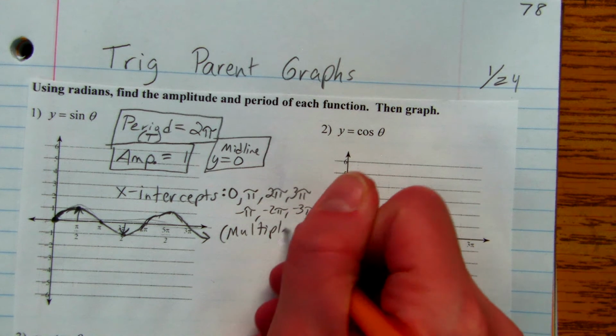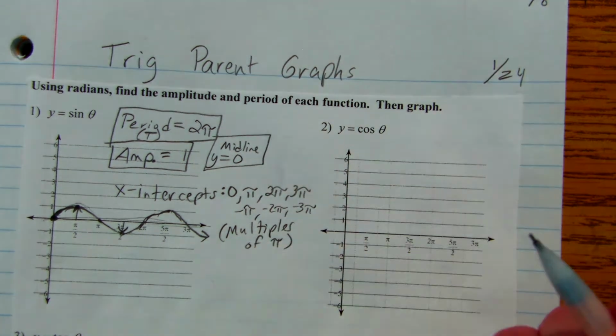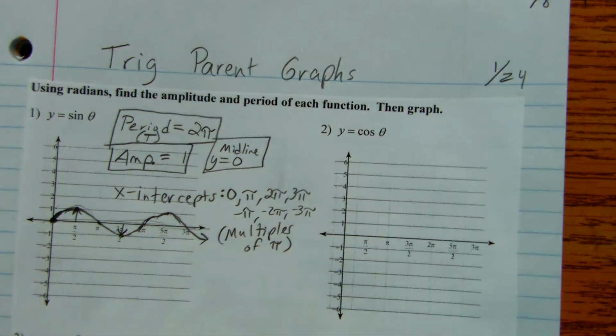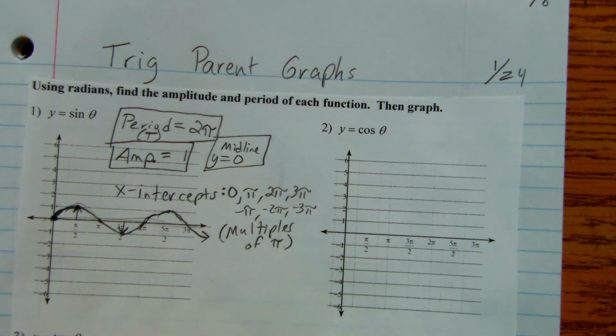Okay. Multiples of pi. If you take pi times any number that's an integer, that's where you're going to hit. So if you had to do the left-hand side of this graph, you would know it's going to hit on all of the pi's that don't have fractions. Okay, so that is sine.